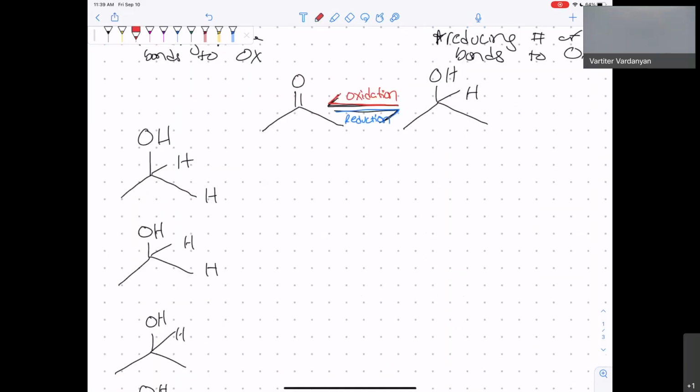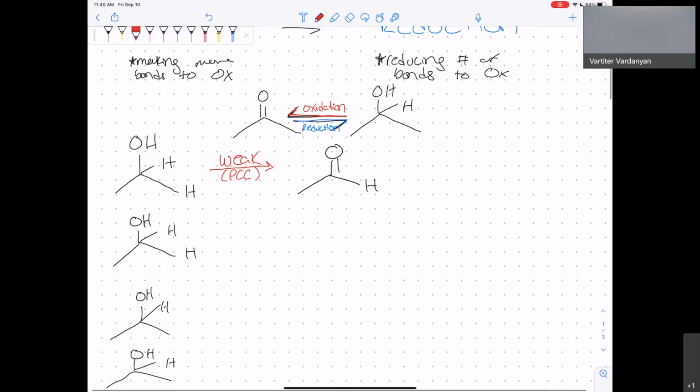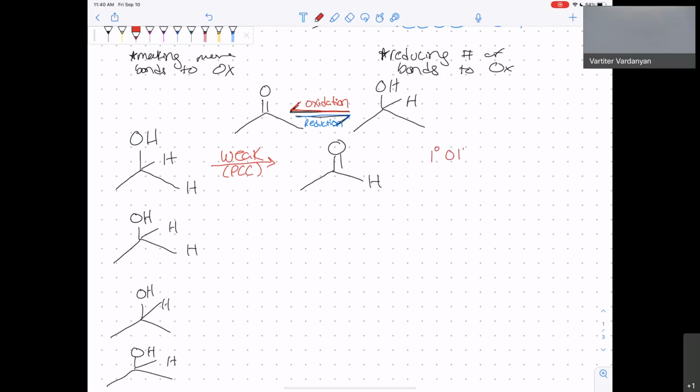So if we have a primary alcohol and it reacts with a weak reagent, let's say PCC, we are only going to remove one of those hydrogens and we're going to make an aldehyde. So in summary, you can say primary OH plus weak oxidizing agent equals aldehyde.